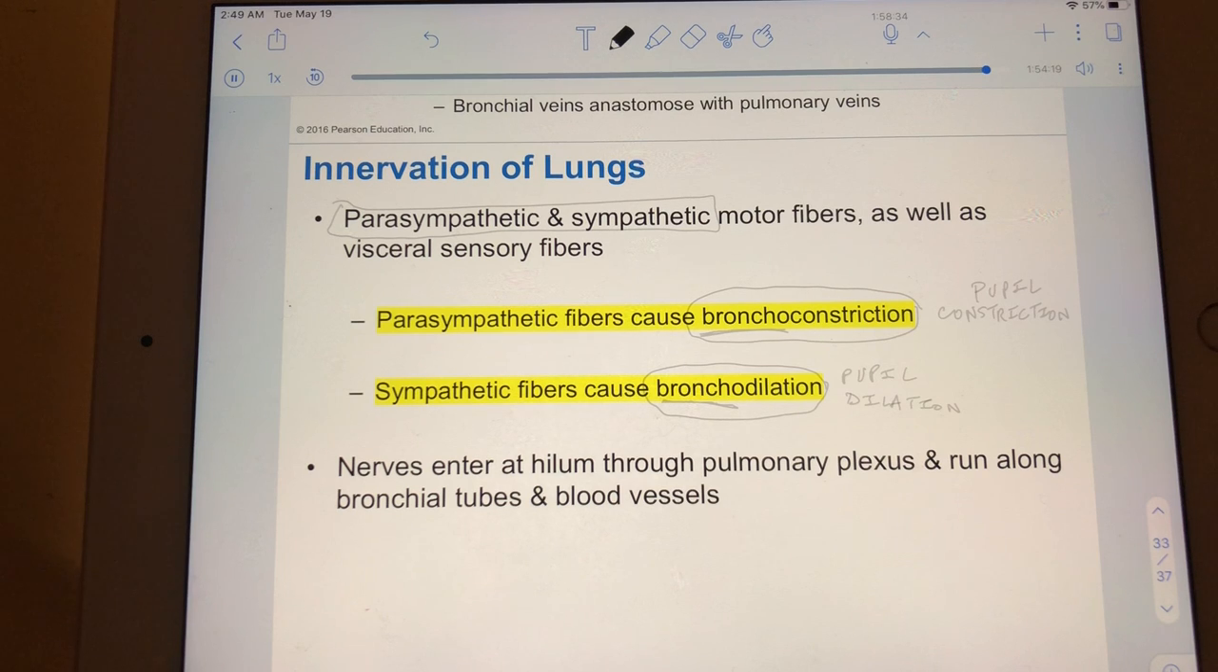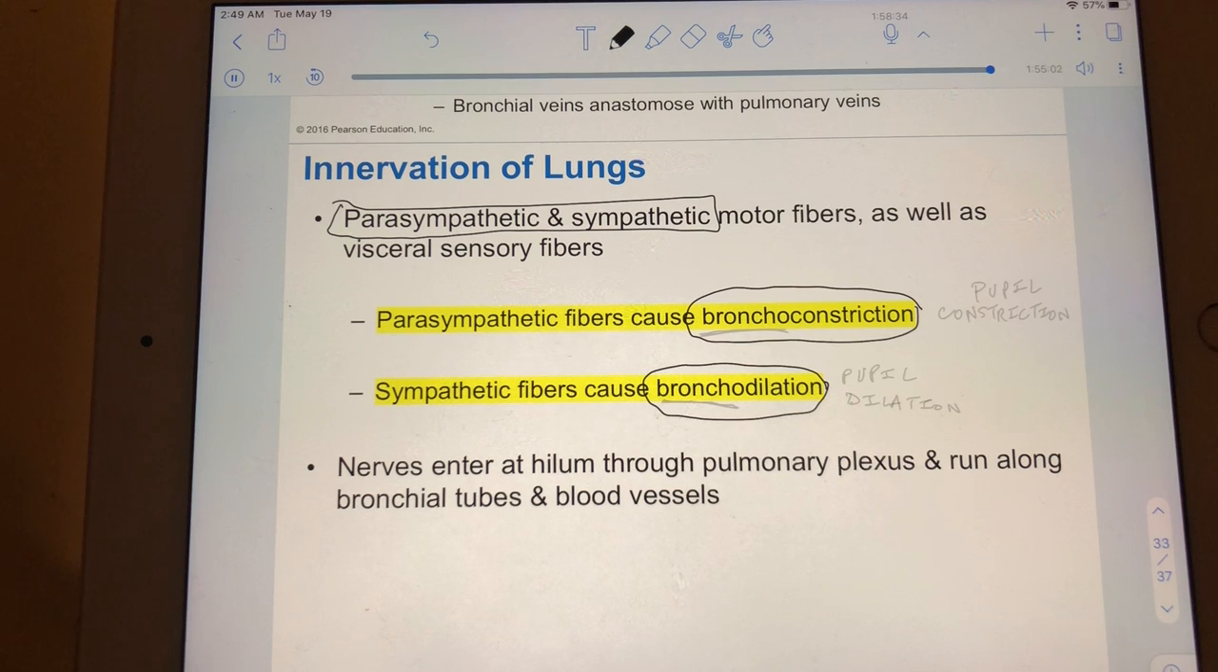Innervation. So the lungs are dually innervated. And remember that dual innervation refers to the same target being innervated by both parasympathetic and sympathetic pathways. Well, the effects of parasympathetic innervation include bronchoconstriction, and the effects of sympathetic innervation include bronchodilation, okay? So you want to try to keep those straight. Sympathetic bronchodilation, parasympathetic bronchoconstriction, okay?